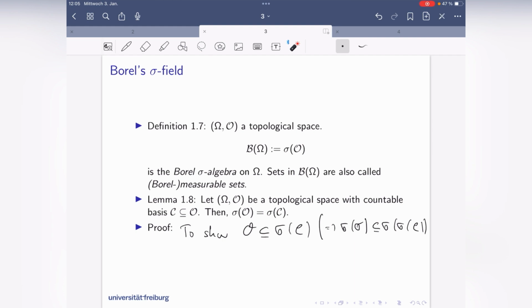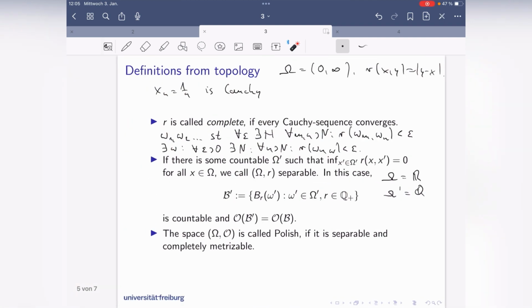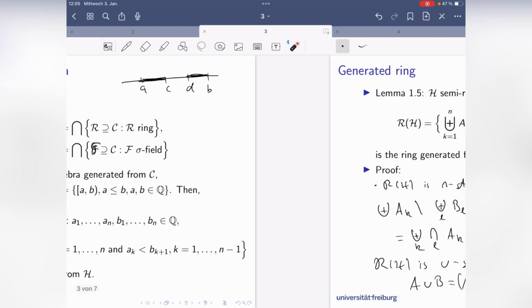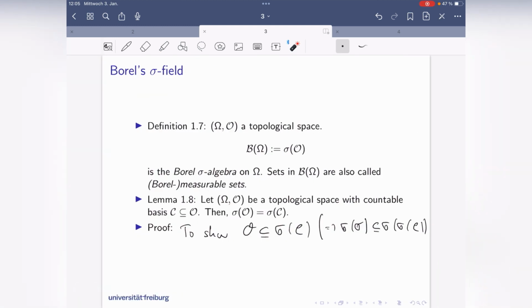And another thing which holds is that sigma of sigma of C. What's this? That's the sigma algebra generated by a sigma algebra. But if this is a sigma algebra itself, it's also contained in this intersection, so I can use the C itself here. Then I just get my sigma algebra back, which means that this must be sigma of C. So when I have shown this, I'm done.